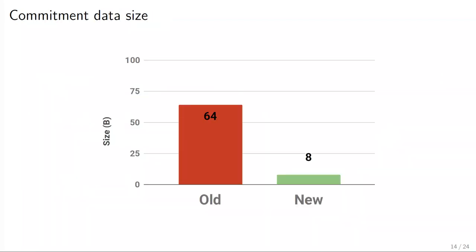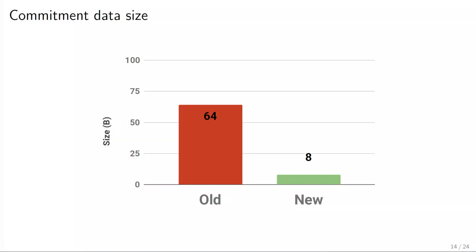If you don't like math, here's a graph. Remember, red is old, which is bad. Green is new, which is good. It turns out, per output, previously, these two values took up 64 bytes. Not a ton in the grand scheme of things. We're talking transactions on the order of kilobytes, but still non-negligible. We were able to drop that substantially down to 8. It was great. I couldn't even put the label of 8 inside the bar. It's so low. So it's pretty good. A fairly small improvement, but an improvement nonetheless to transaction size. This really doesn't have anything to do with efficiency in terms of time, but it does in terms of space.